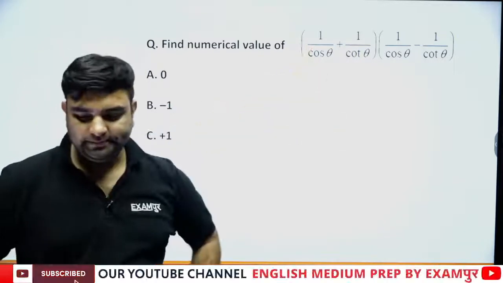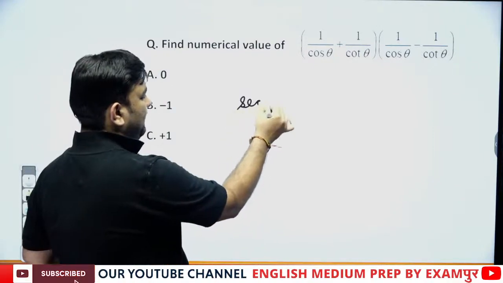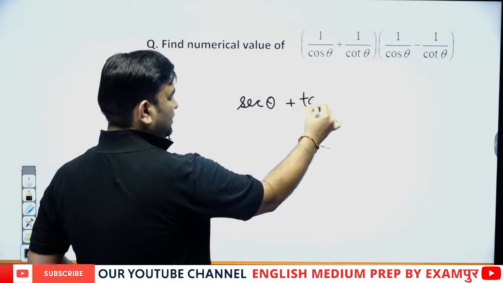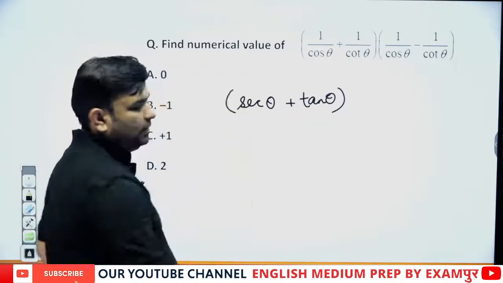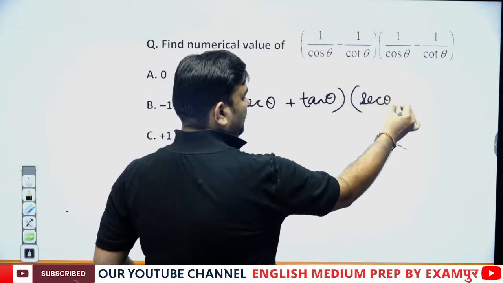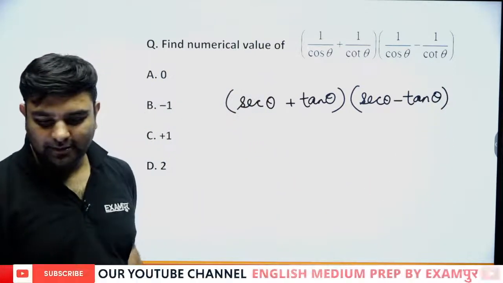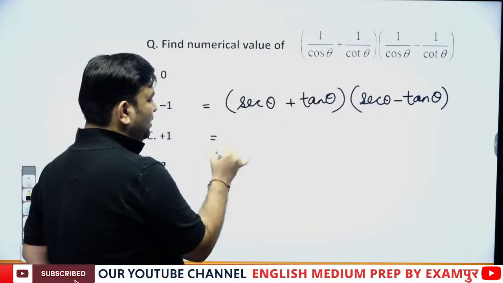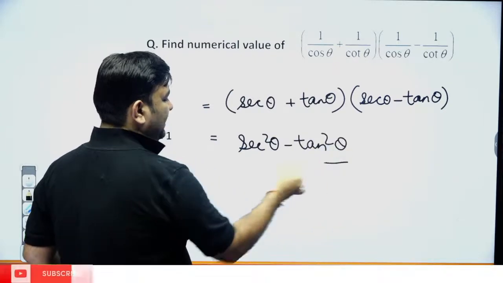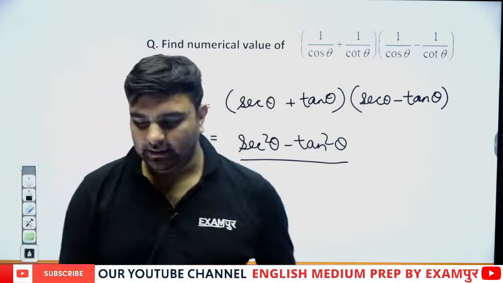1 upon cos theta is sec theta. 1 upon cot theta is tan theta. So, this is already sec square theta minus tan square theta, which by the identity is equal to 1.